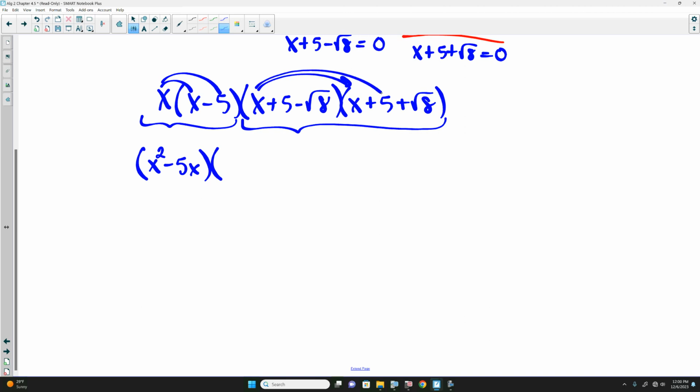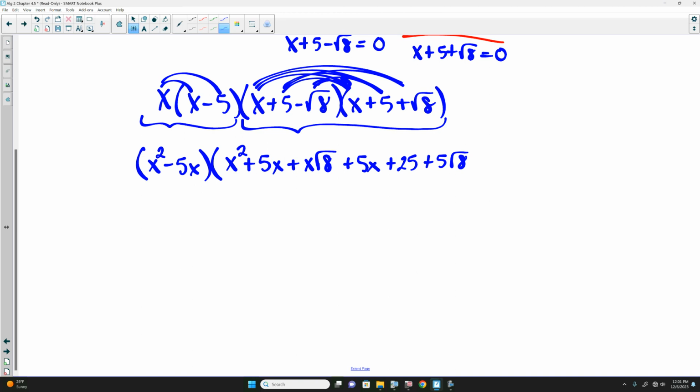The other one, distribute the x. x times x is x squared. x times 5 is plus 5x. x times the square root of 8 is x square root of 8. Now we're going to distribute the 5. 5 times x is plus 5x. 5 times 5 is plus 25. 5 times positive square root of 8 is plus 5 square root of 8.